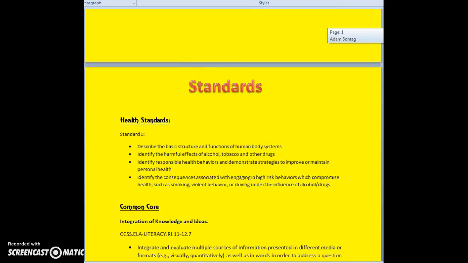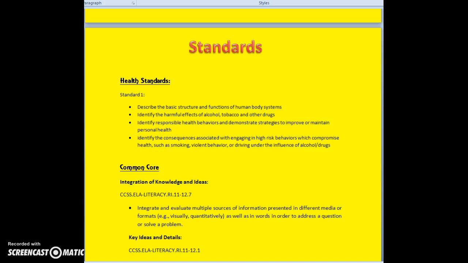And then it goes into the standards. When creating a health lesson, you want to make sure you're copying the health standards. We're deciding the basic structure and function of the human body system. We'll talk about how alcohol and different substances impact the body systems, the harmful effects of alcohol, tobacco, and other drugs, which is our substance abuse.